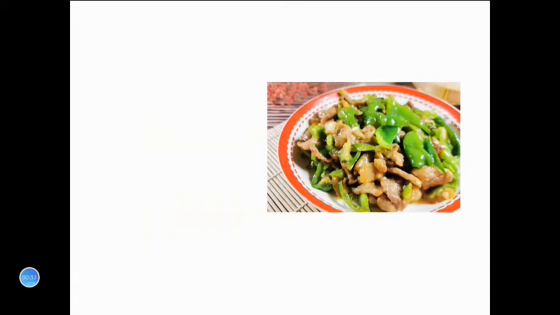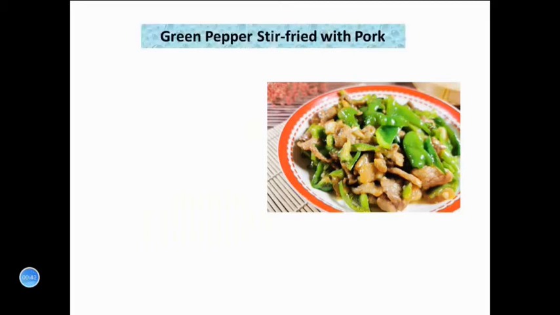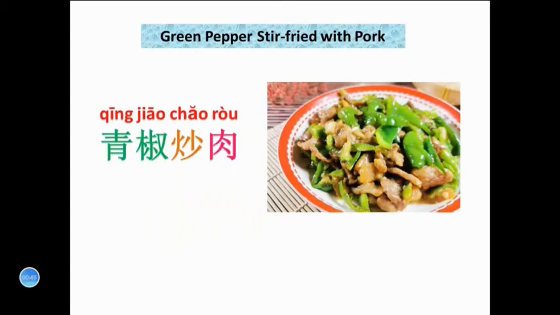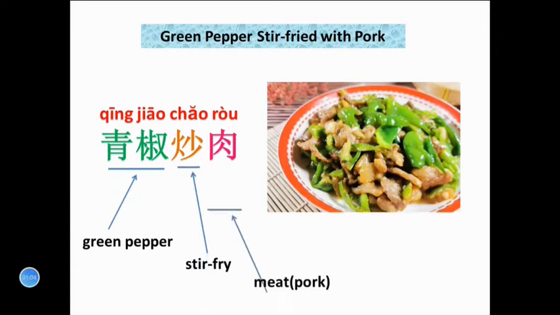Yes, they are green pepper and pork. And the way to cook them is called stir-frying. So we call it green pepper stir-fried with pork. The Chinese name is 青椒炒肉. Here, the first two characters, 青椒 means green pepper. 炒 means stir-fry, and 肉 means meat.